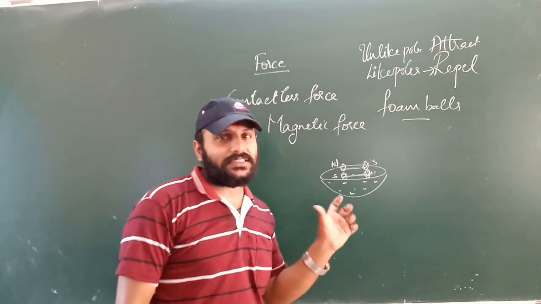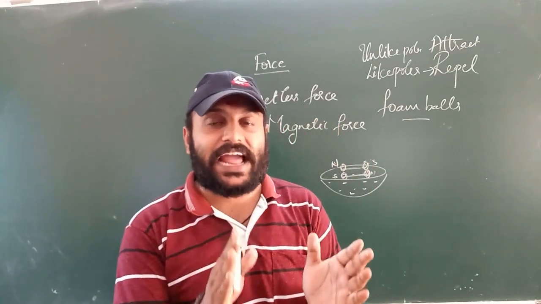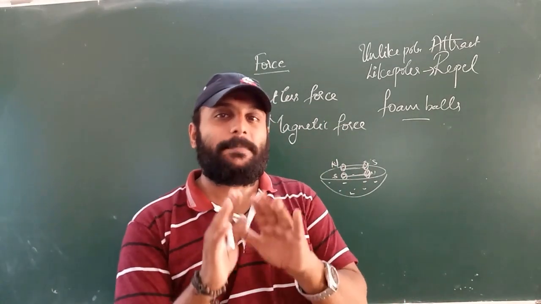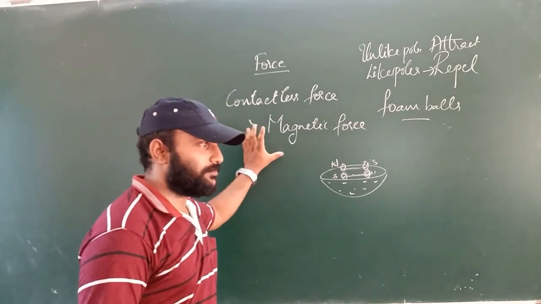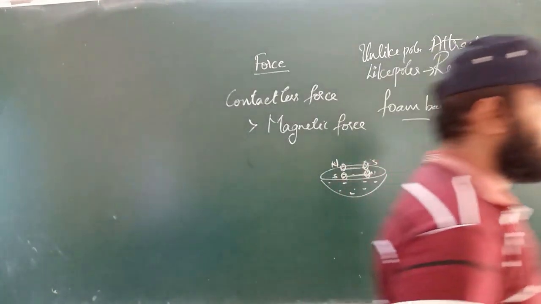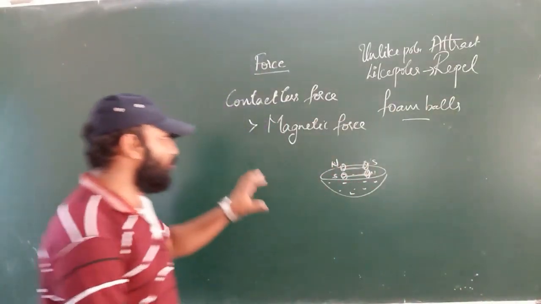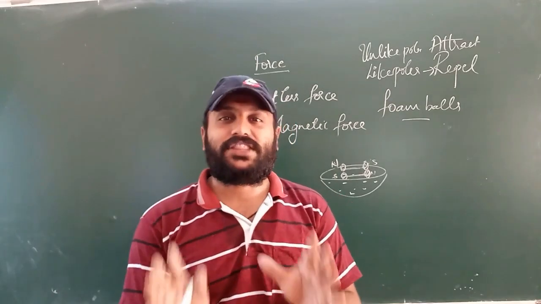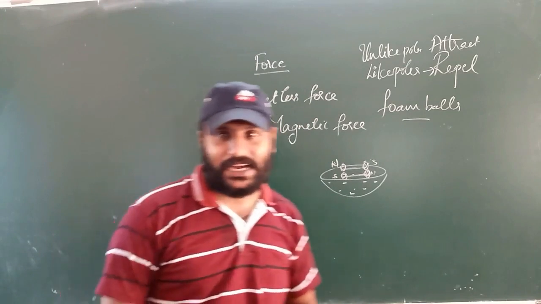So from this, what can we say about the definition of magnetic force? Magnetic force is nothing but a force of attraction or repulsion between the poles of a magnet. That is called magnetic force. Understood what is meant by magnetic force?